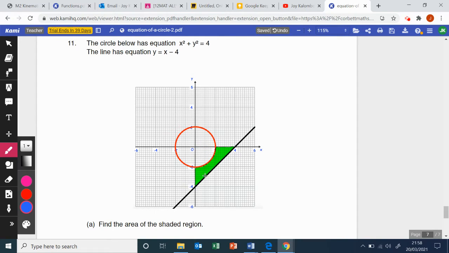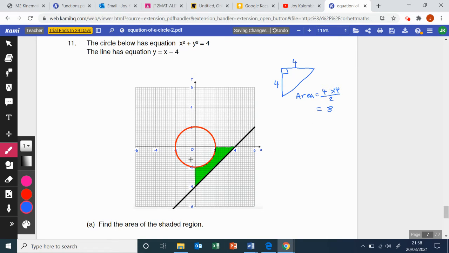Okay, so the area of the triangle, first of all, well, we know the triangle is a right angle triangle, and it's got length of 4 down here because it goes from 0 down to minus 4, and length of 4 up here, and they're perpendicular to each other. So the area is equal to 4 by 4 over 2. So that's going to be equal to 8.